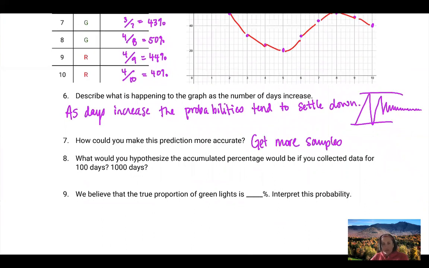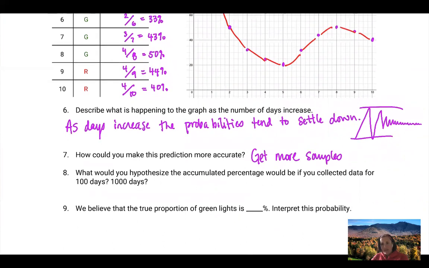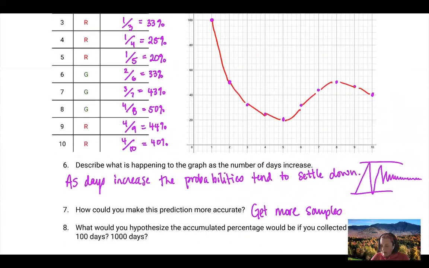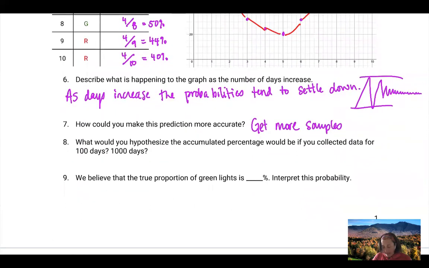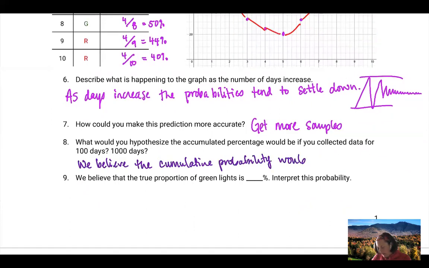So if we collected this for 100 days or maybe 1,000 days, we might see that the probabilities do something like this. We might see they do something like this. We might see they do something like this. We can't really be sure without collecting that data. But what we can say is we believe the cumulative probability would be closer to the true probability.